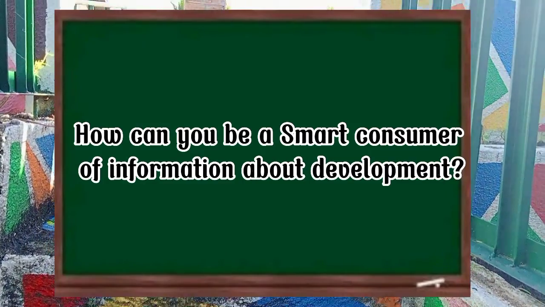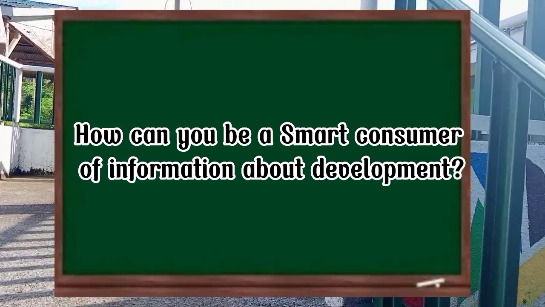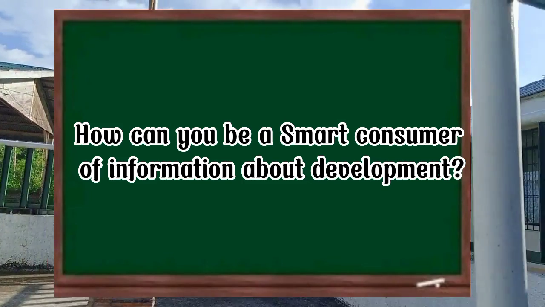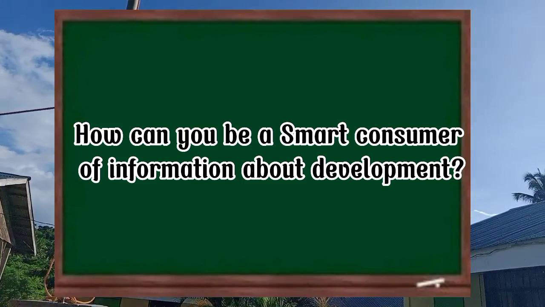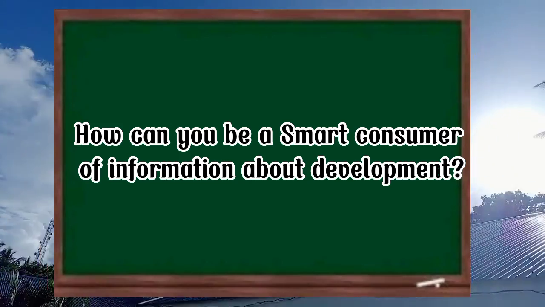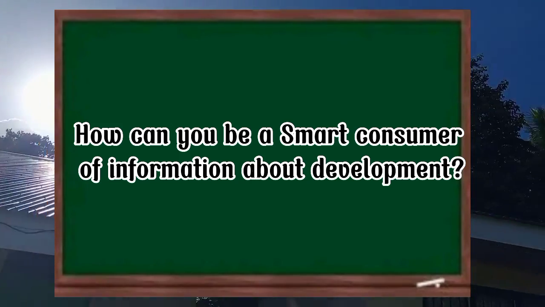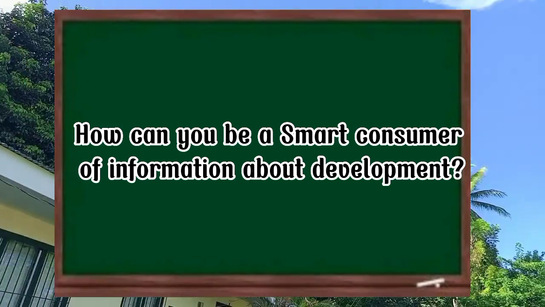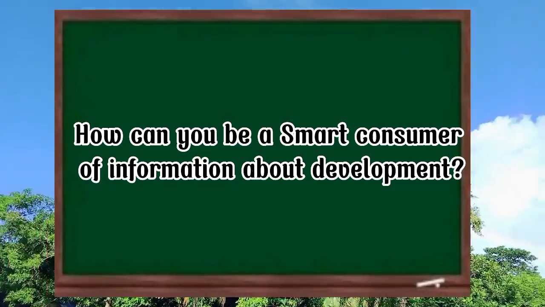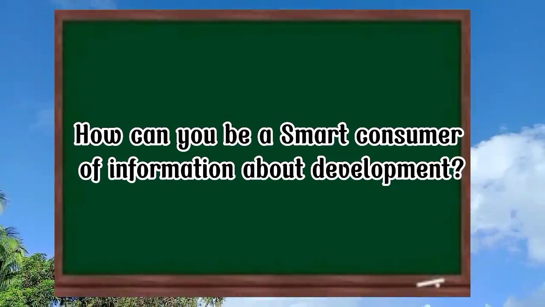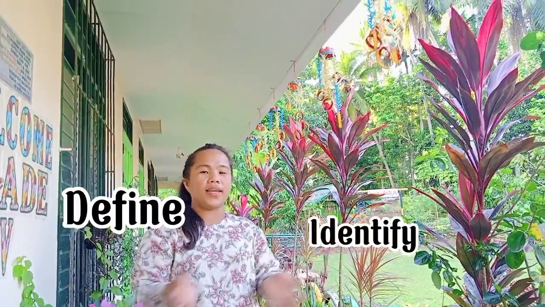How can you be a smart consumer of information about development? To be a smart consumer of information about development: first, know your sources; second, become a critical thinker; and the last is guarding against generalization. Now, you will be able to define and identify the importance and the stages of the cognitive theory of development.